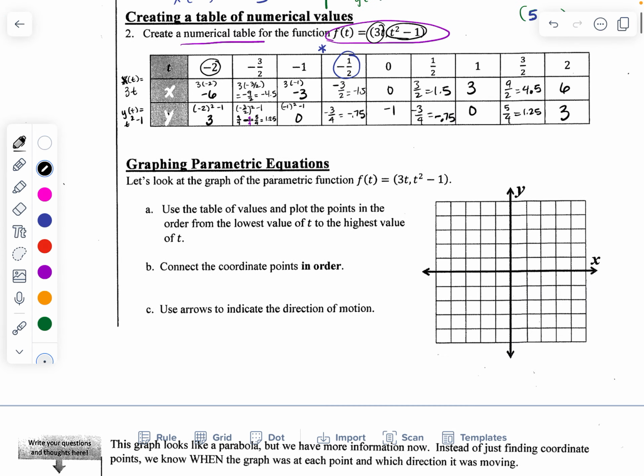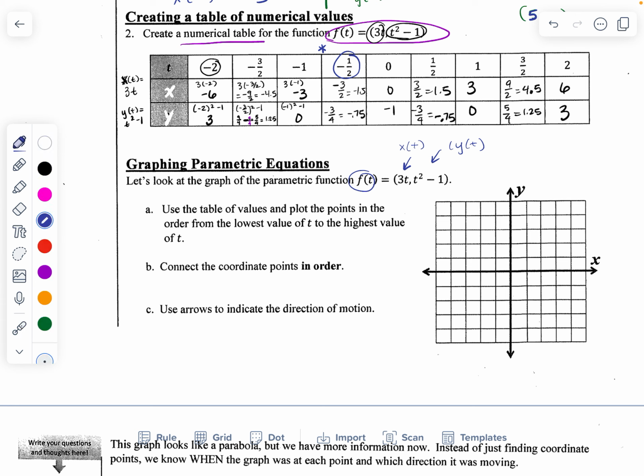Okay, so for our next part, we're going to actually graph this parametric function, where we remember f of t was broken up into the parts x of t, comma, y of t. We plugged in those specific values, and now we're going to use the graph to plot these points. So keep in mind, we're always going to go from the lowest value of t to the highest value of t.